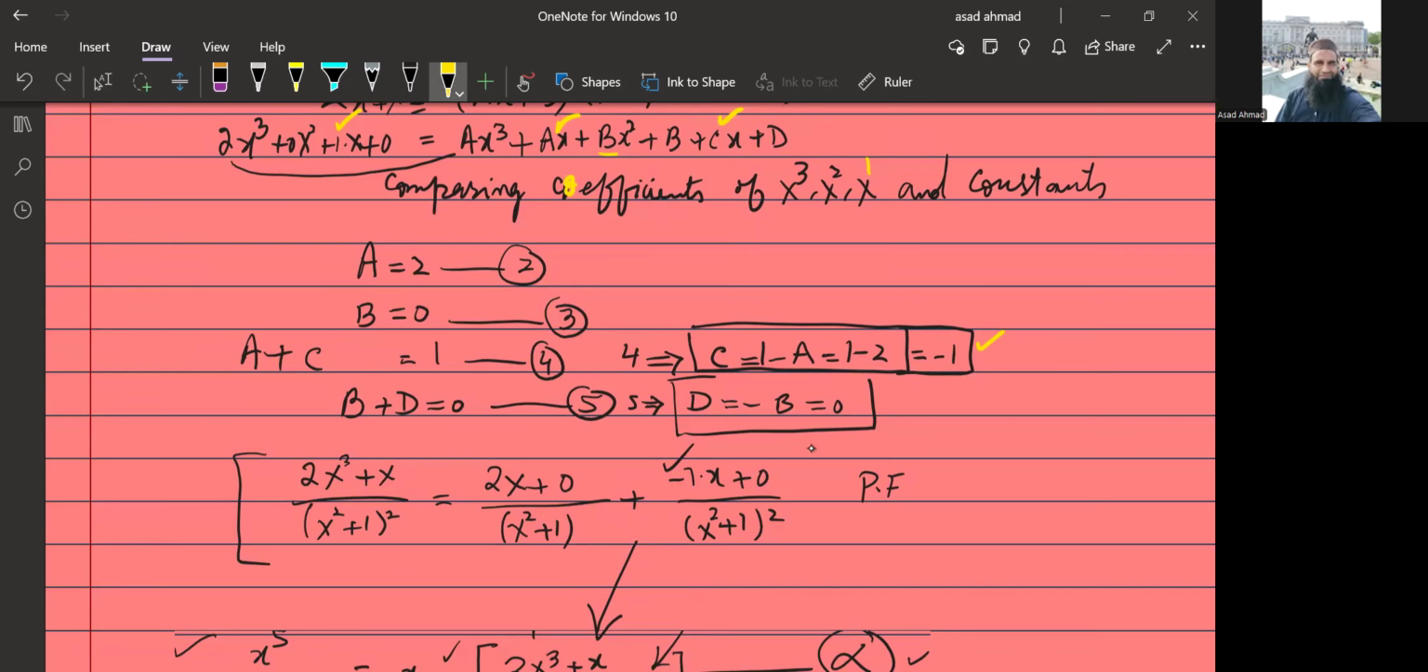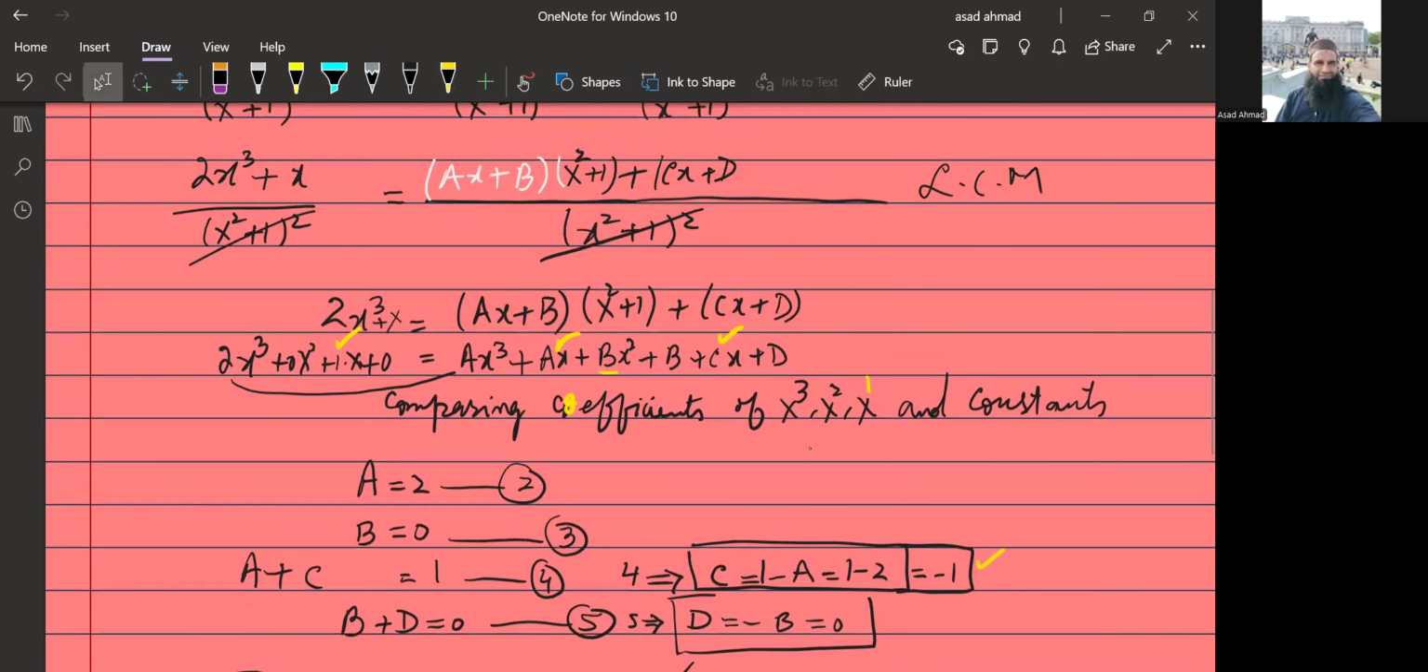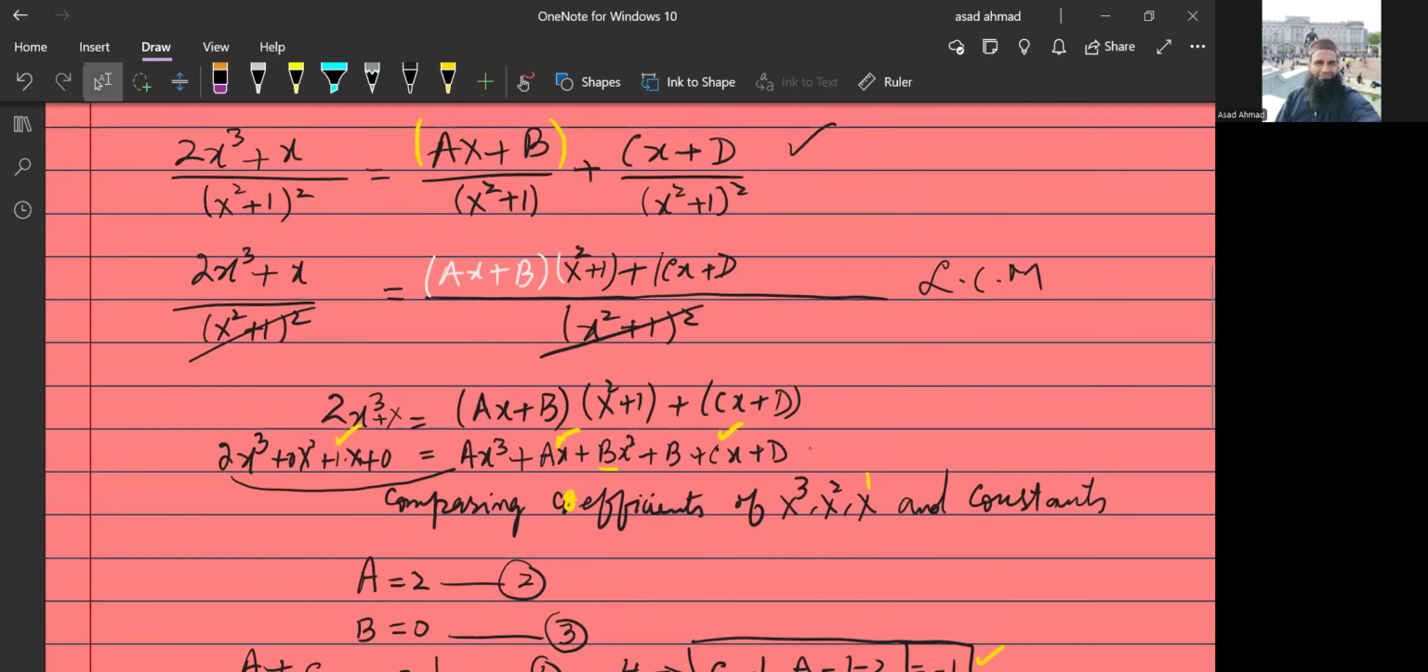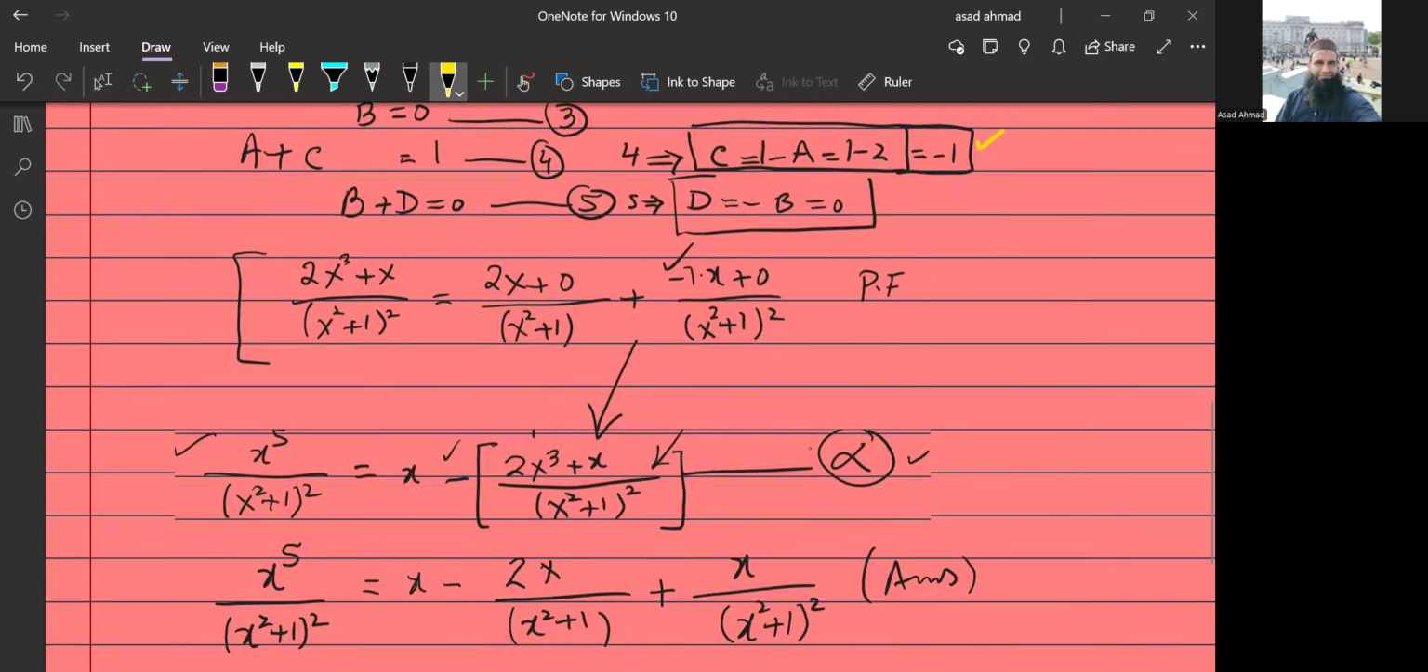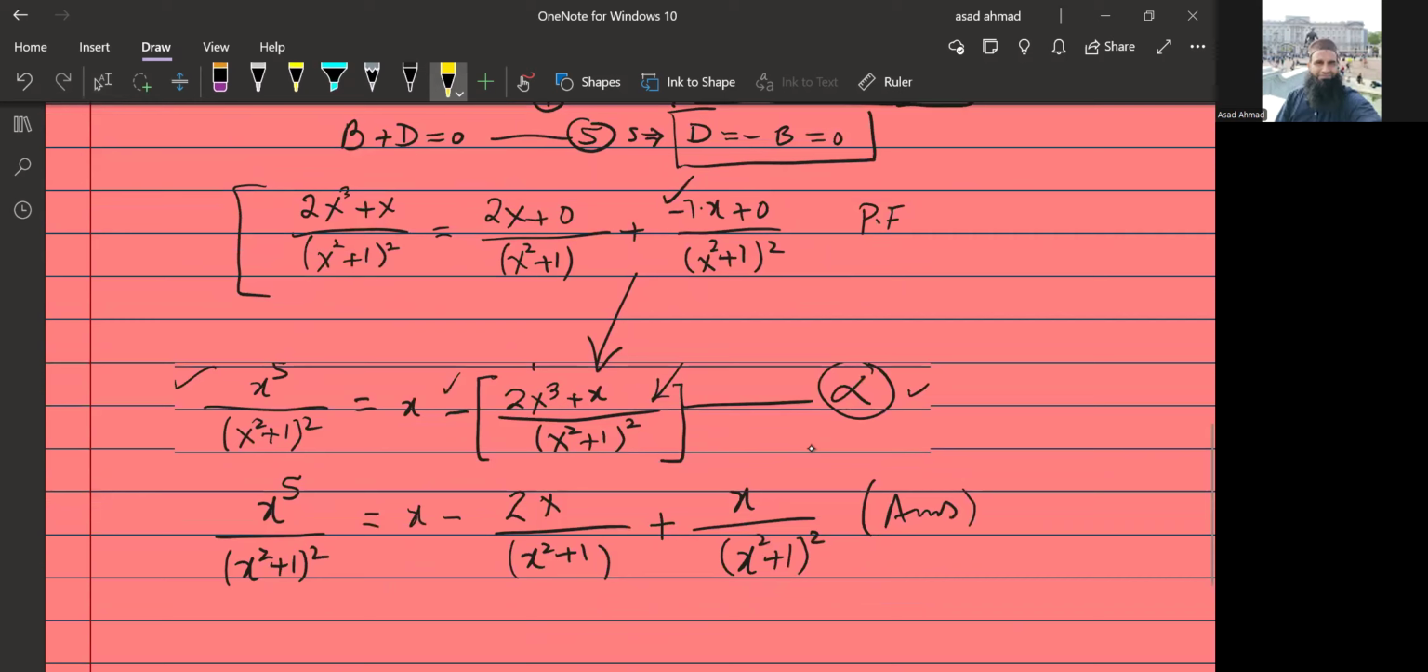Now, because a, b, c, d are calculated, we will simply put them into this equation for the completion of the partial fraction. So we will take up this equation, substituting the a, b, c, d values in this expression. So this is the expression. We are substituting the values of a, b, c, d. So once the values are substituted, the partial fraction is completed, which was required.